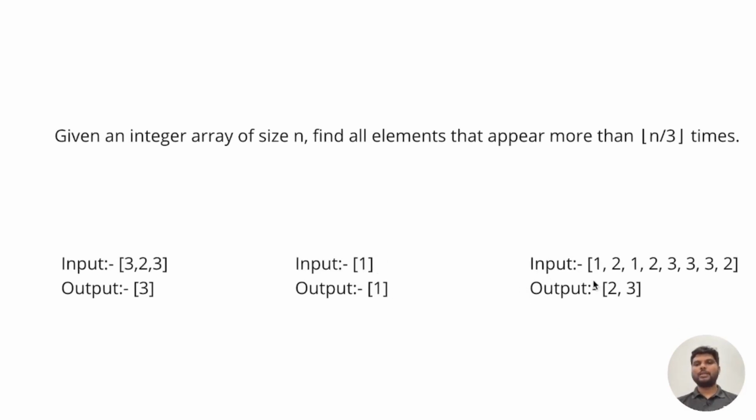Similarly, take this array. The elements of the array are 1, 2, 1, 2, 3, 3, 2. The length of the array is 8. Divide 8 by 3, we get 2 point something. So you need to take the floor of that, which is 2, and find all the elements which appear more than 2 times. 1 is appearing 2 times, 2 is appearing 3 times, 3 is appearing 3 times, right? So we need to return an array of 2 and 3 as the output. Hope you are clear with the problem and some of the sample inputs and outputs.